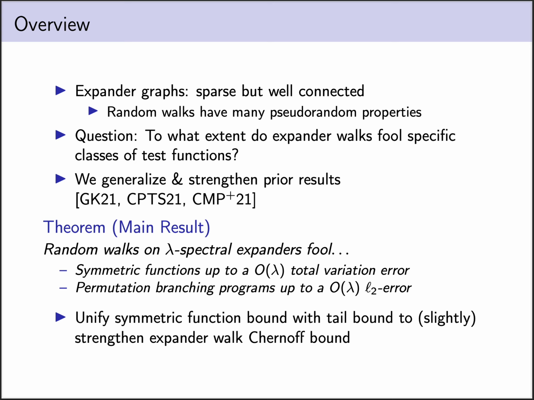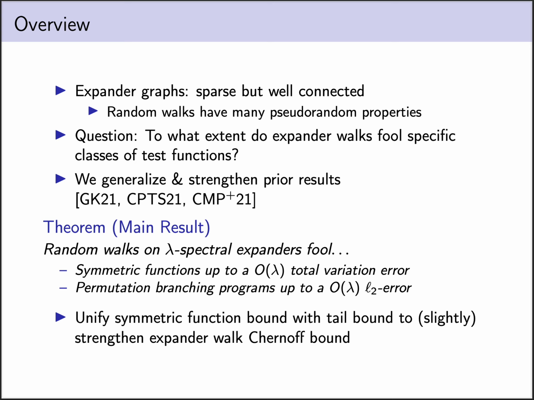This question has also been investigated by a line of prior work, including these recent papers by Guruswami and Kumar, and a couple by Cohen et al. Our results generalize and strengthen results for symmetric functions and permutation branching programs in these prior works. Our main result states that random walks on lambda spectral expanders fool symmetric functions up to a big O of lambda total variation error, and fool permutation branching programs up to a big O of lambda L2 error.